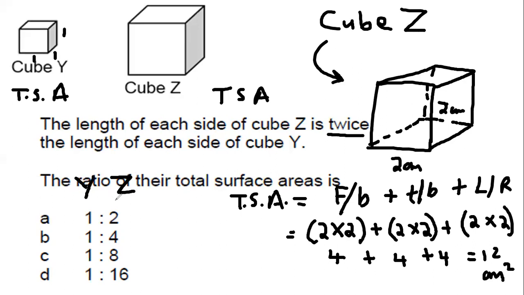Now, the total surface area for cube Y was it 6? Yes, sir. And for Z, what is it? It's 12. All right, but we have to reduce this, right? So we're comparing the total surface area. So what we do now, we divide everything by the highest common factor there, which is 6. All right, and we end up with 1 to 2. So the ratio of their total surface area is a 1 to 2 ratio.